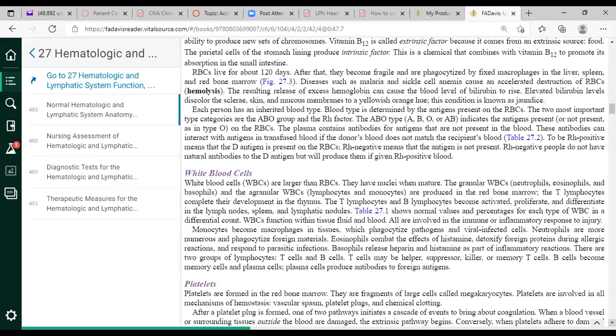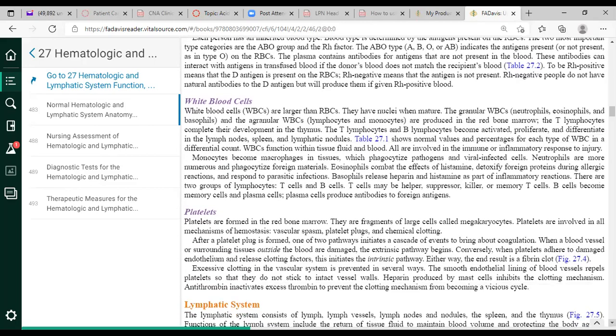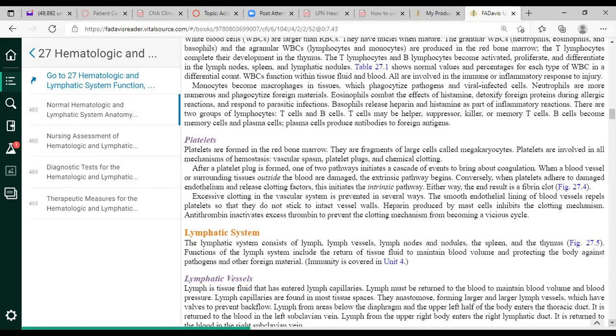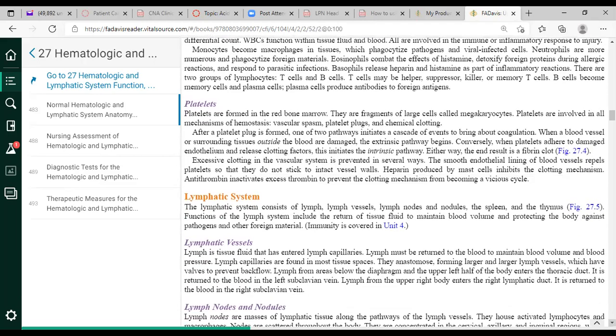Okay. And it talks about white blood cells. Just to be clear, white blood cells are used to help fight off infection. Be clear that platelets are blood cells that form clots to stop bleeding.